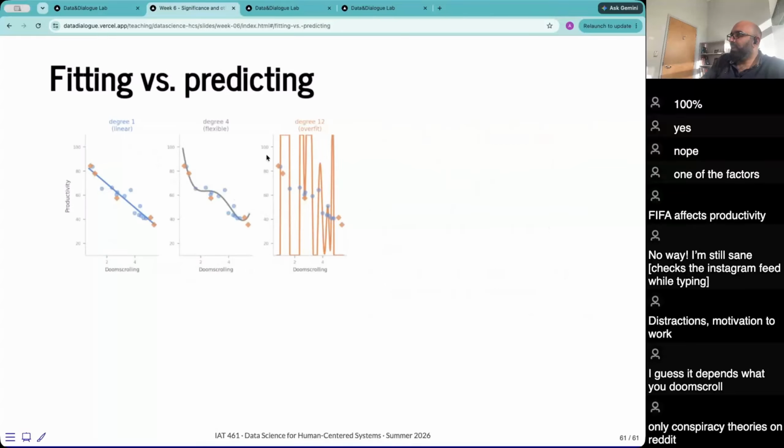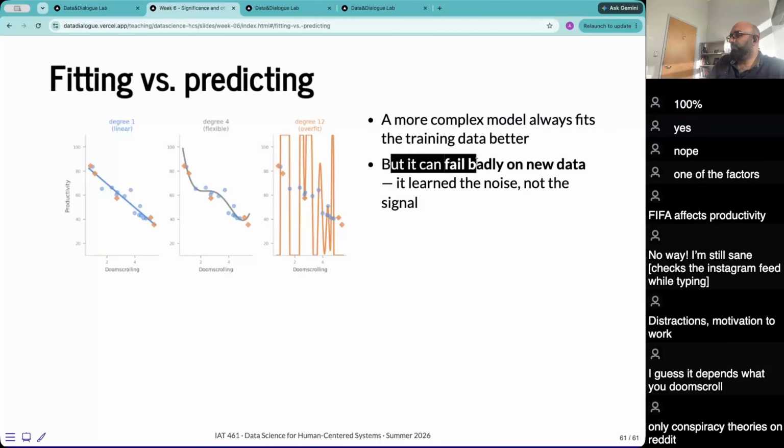Okay? Another idea is overfitting. You can have a model that has less error, but it just perfectly learns the training data, so it's like fitting to them. But if you show it something new, it might not do a good job. That's an overfit model. It will fail badly, so you want to not overfit, okay?